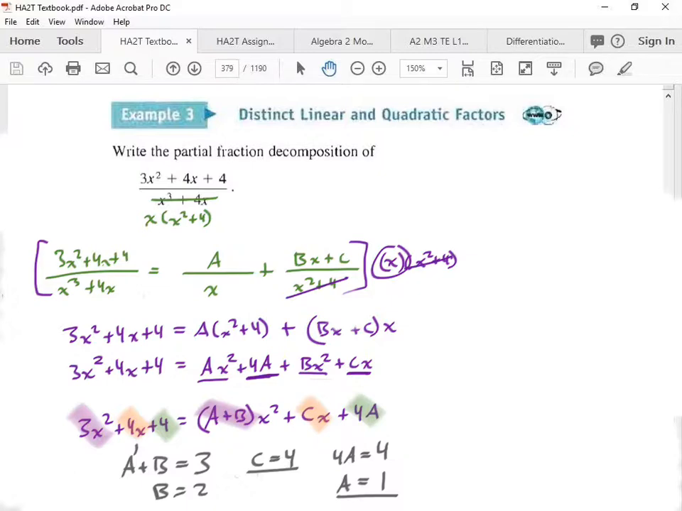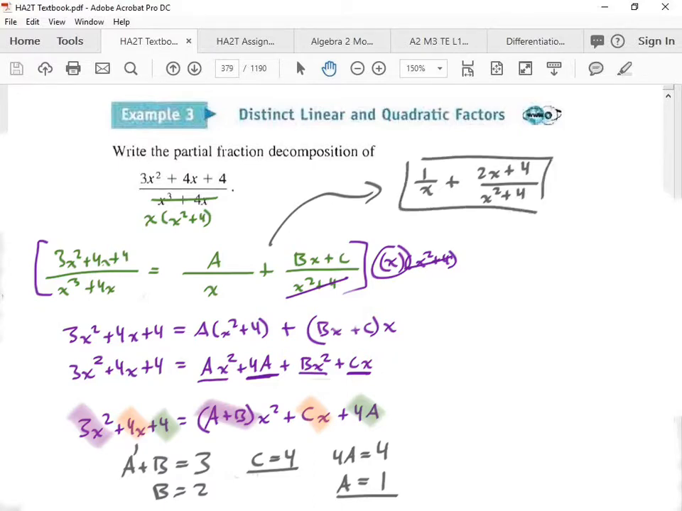So our answer is, I'm going to rewrite my answer up here. It's going to be A, which is 1, over x plus, what's my B? 2, so 2x, what's my C? 4, divided by x squared plus 4. All I did is plug in the A, the B, and the C. That's my answer.